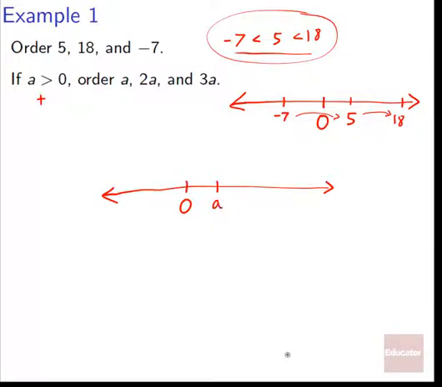Well, if a is over to the right, then 2a would just be adding on another a, right? So we'd get to 2a because that would be a up. And then if we want to get to 3a, we just add up another one.